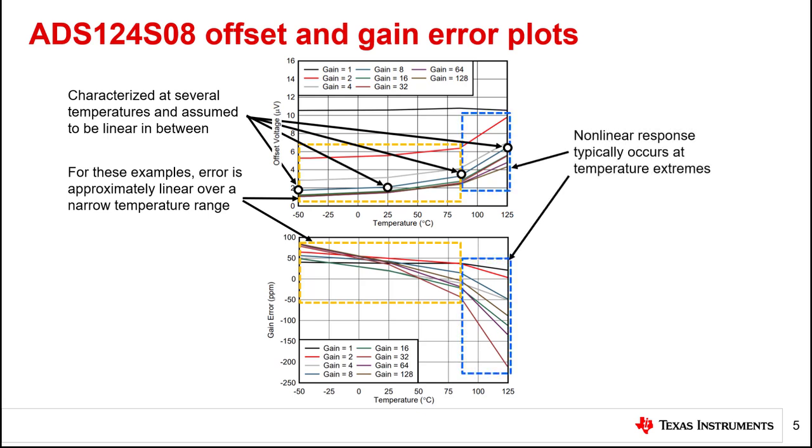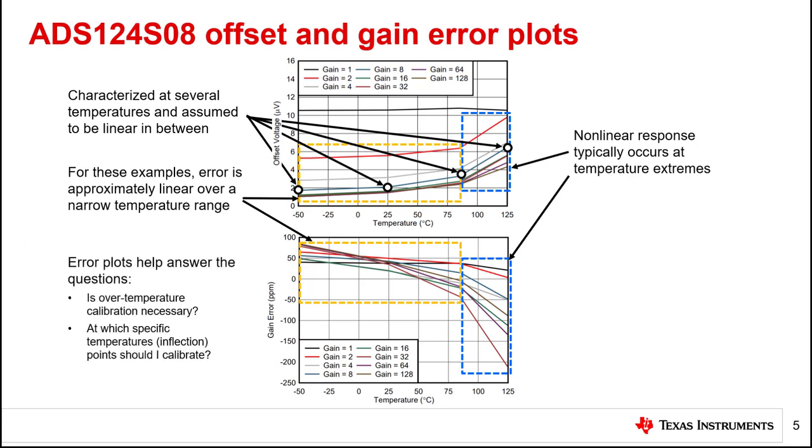Comparatively, the error increases rapidly at higher temperatures, which is highlighted by the blue boxes. More nonlinearity is common behavior at the temperature extremes. As a result, using a drift specification derived by the box method over the entire temperature range would overestimate the error up to approximately 85 degrees Celsius and underestimate the error beyond this temperature.